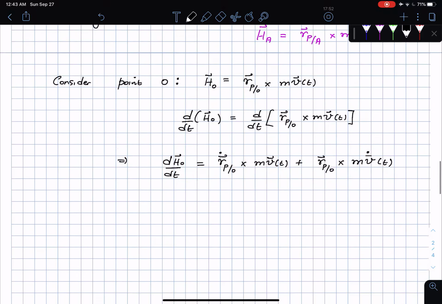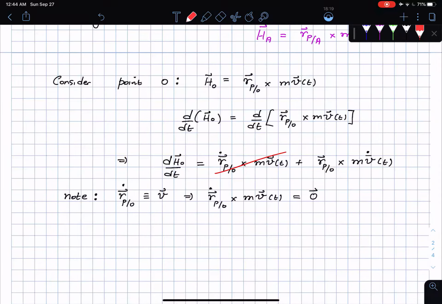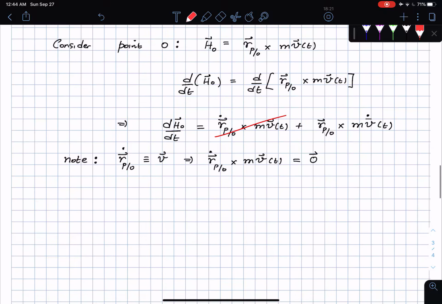Okay, but notice r dot p slash O is just the velocity of the particle, right? The rate of change of the position vector with respect to a stationary observer is the velocity of the particle, which means that r dot p slash O crossed with mv of t is the zero vector, which means that an entire creature can be discarded from our game. Okay, so then here is what I end up having.